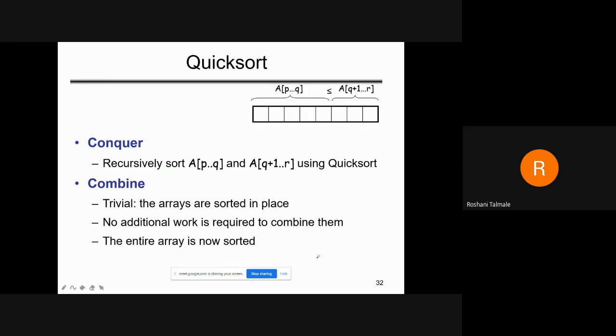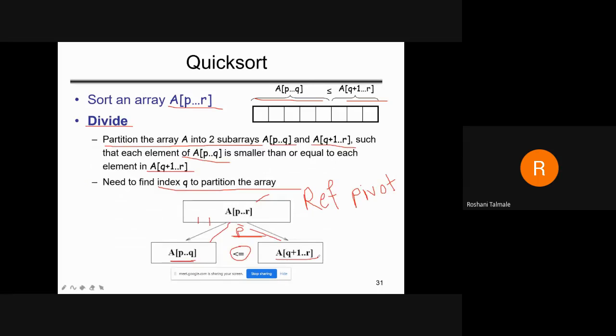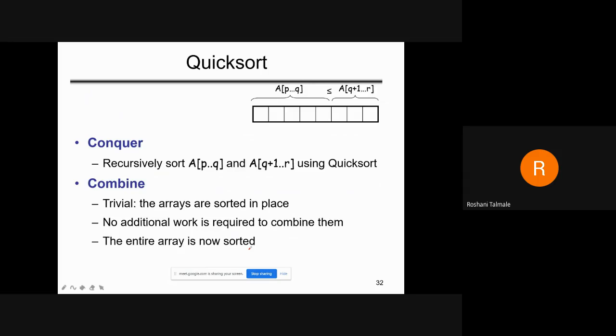Okay, now see, and finally conquer means this is the divide procedure. Remember, this is also the divide and conquer method. In the divide, we will divide the array, but not into multiple arrays. Yeah, there will be multiple arrays as per these conditions, but this condition we will use. Conquer means recursively sort, and we use the recursive method to sort A[p..q] and A[q+1..r] using quick sort. Again, there will be a pivot element. Okay, and then we will finally combine it.